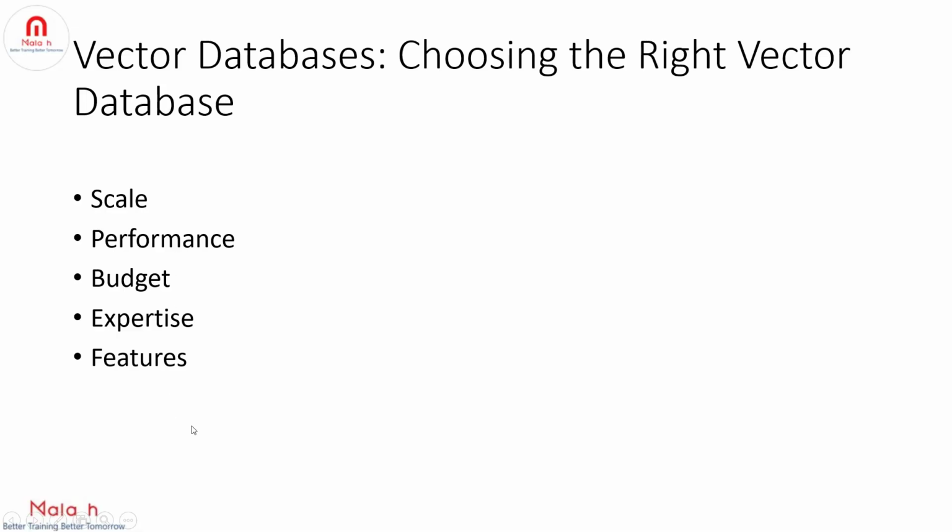So when you're trying to select a vector database, try to consider these factors. Scale, that means how many vectors will you store and search. And the next one is performance, that is what are your latency requirements. Budget, what's your infrastructure and maintenance budget. Expertise, what is your team's technical capability. And features, do you need specific features like filtering or clustering? So you keep all these different factors in mind when you're trying to select a vector database.